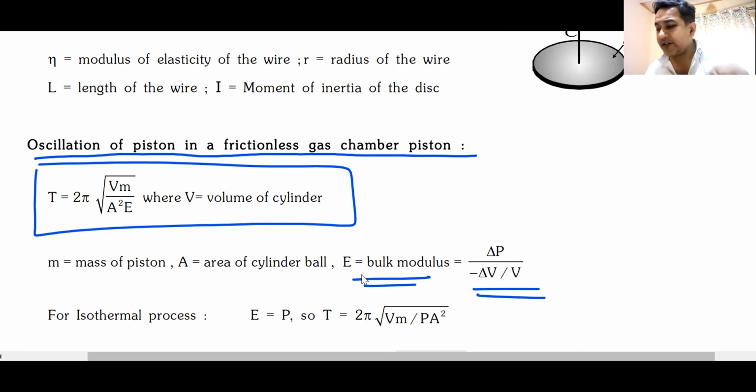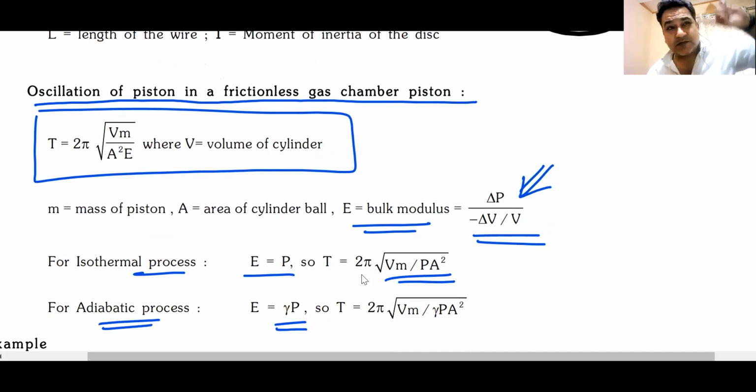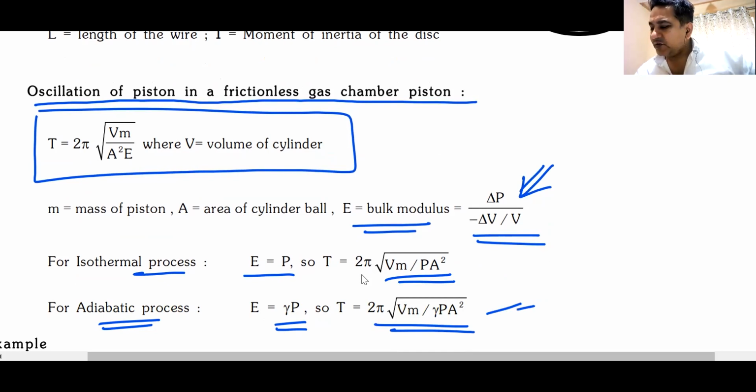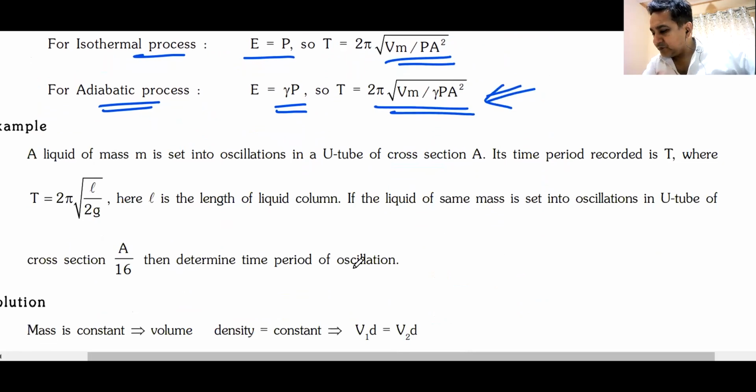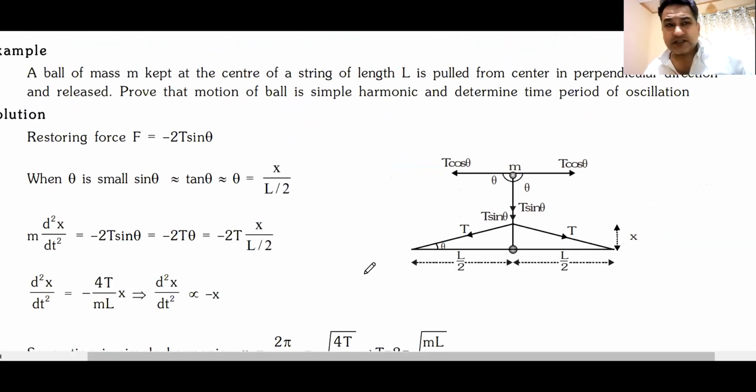Bulk modulus, thermodynamics, we'll come to that. It is minus delta P upon delta V divided by V. For isothermal process, bulk modulus is P. So your answer becomes this. For adiabatic process, it is gamma times P. Remember that velocity of sound, Laplace correction, Newton's formula, Laplace correction, and all that. Gamma times P. So remember these two formulae, and you should be okay with this.